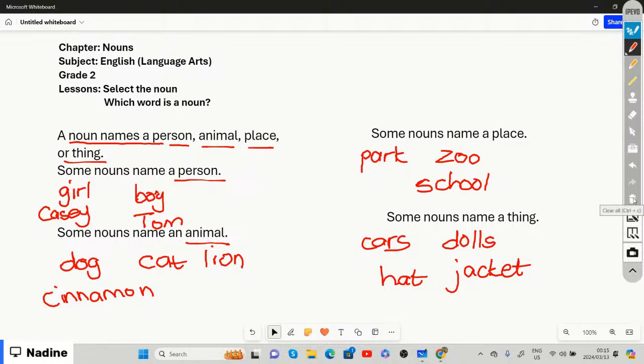So that is basically our lessons. Not even our lessons. That is basically just a brief intro of what a noun is. The rest we're going to do on aplusstudents.ca.